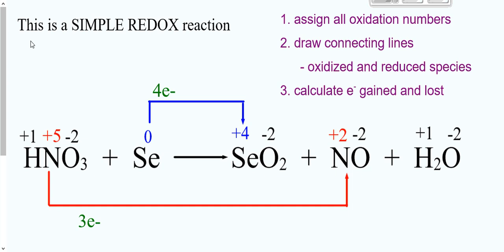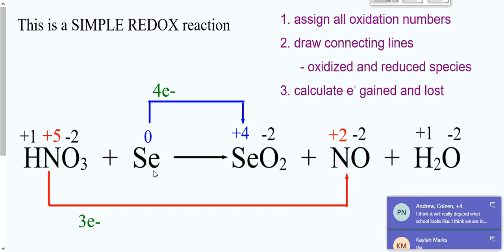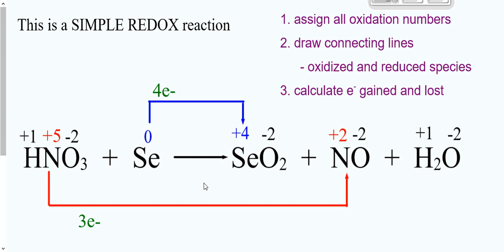Then I'm going to draw connecting lines from before the reaction across the arrow to after the reaction that indicate which species were oxidized and reduced. In this case, we see selenium in its elemental form going from an oxidation number of 0 up to an oxidation number, when it's combined, of +4. We see that its oxidation number has gone up and it's been oxidized. To go from 0 to 4, it has lost 4 electrons.